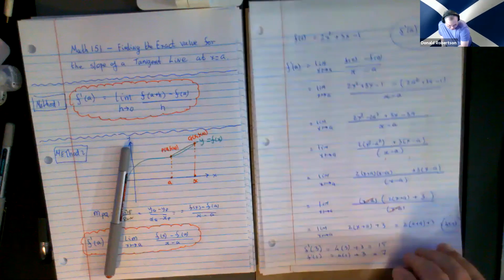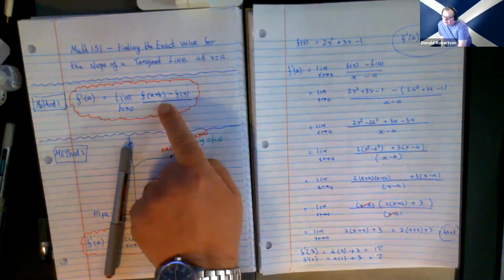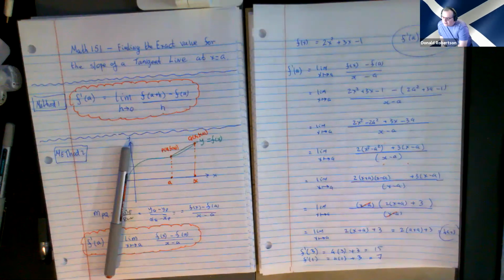Now, I've kind of been unselling this technique. For some of you, does that make more sense or easier to do than the h tends to 0? Just curious. Or does it look a little bit messier?